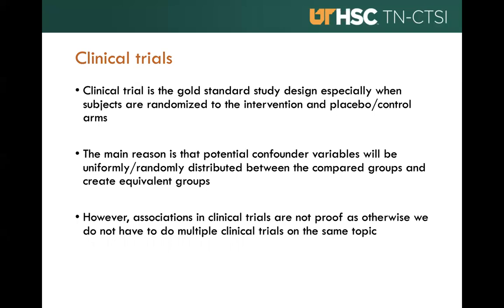Usually it's taken care of during the analysis, but in clinical trials, randomization uniformly distributes the characteristics of participants. For example, age can be uniformly distributed in the compared groups. Gender can be uniformly distributed between the compared groups. Weight, height, and many other attributes can be evenly distributed between the compared groups.